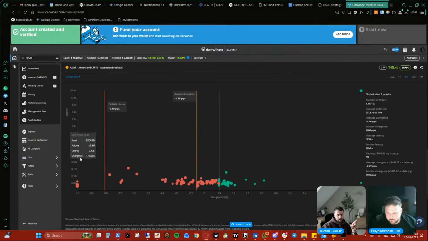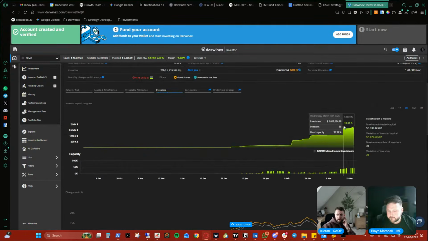But then you can see that I've got some kind of rogue trades over here. We've got silver, Kiwi dollar, and a couple of S&P 500 trades. And that's really dragging my live capacity down because the divergence on those specific positions was quite large and way past the level of 0.8 pips, which is where my Darwin should be closed. And therefore, it's eating up a lot of my live capacity.